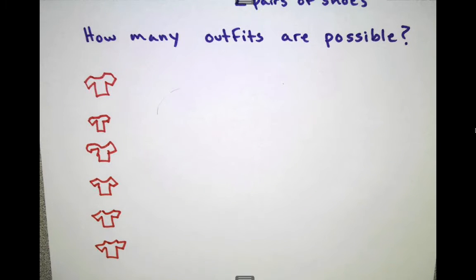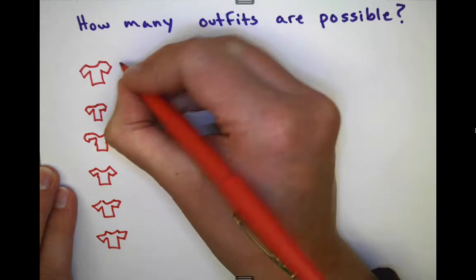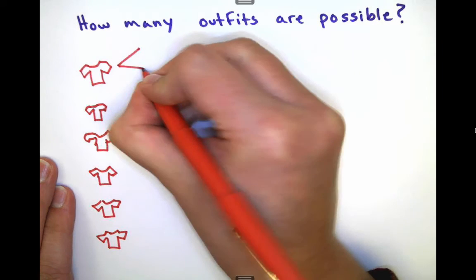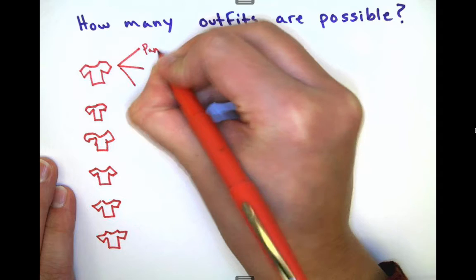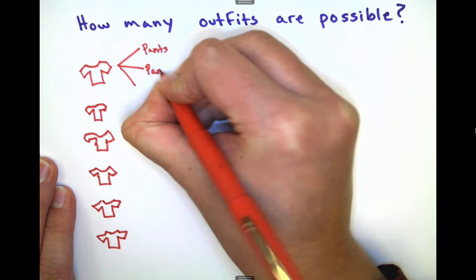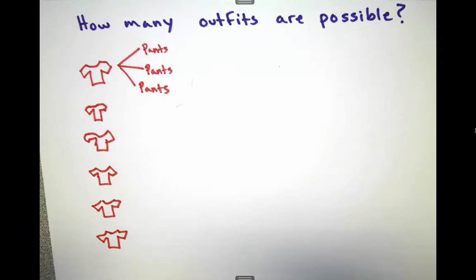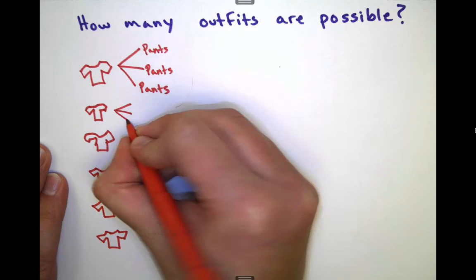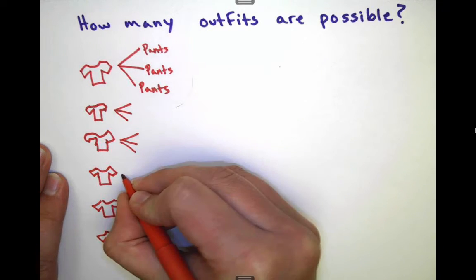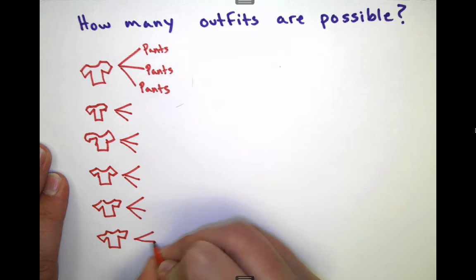And we're going to pair them up with pants. We have 3 pant styles. So I don't know if I'm going to draw 3 pants, but there's 1, 2, 3. So my pants, I'm just going to write pants, pants, pants. And there's 3 choices. Maybe it's like jeans and khakis and a black pant or something. I don't know. But there's 3 for each of these. So 1, 2, 3, 1, 2, 3, 1, 2, 3, 1, 2, 3, and 1, 2, 3.